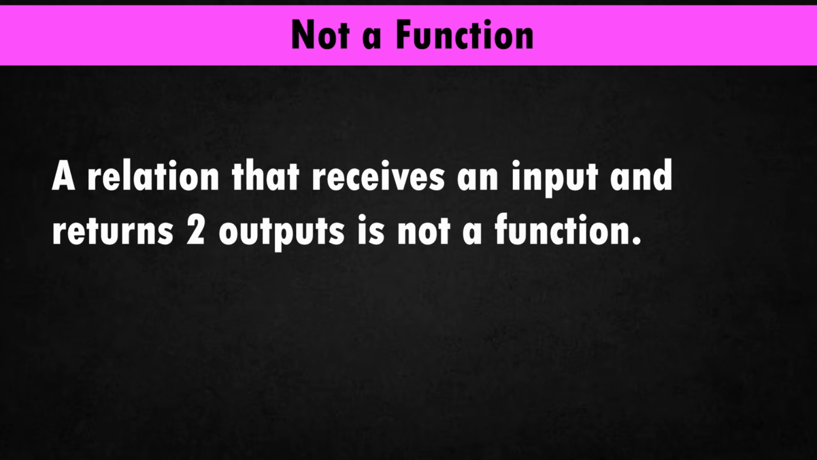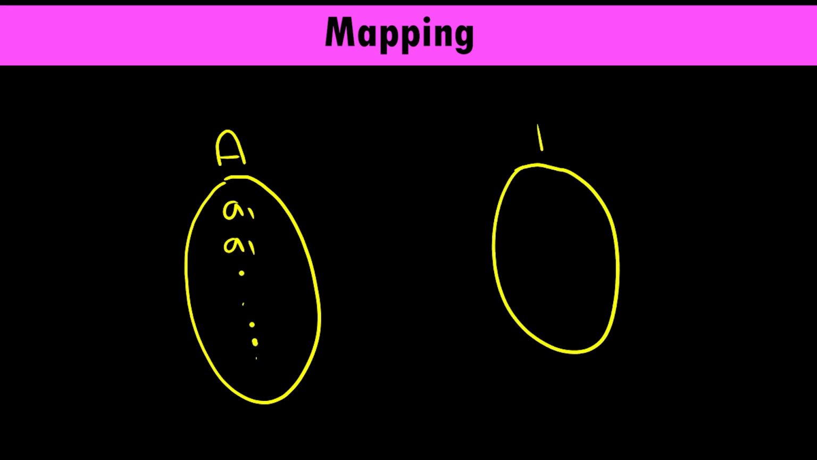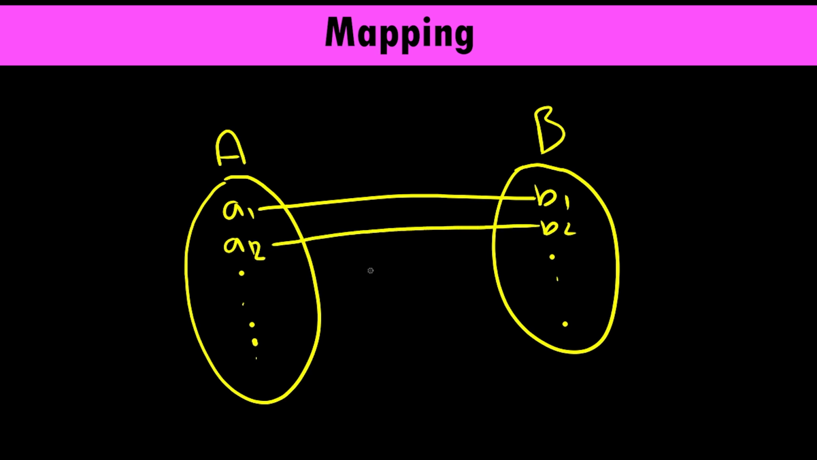Anything we input into a function, it gives me a unique output. Let's understand this by the concept of mapping. This is the first set A, which contains the inputs. And here is another set B, which contains the outputs. So the concept is whenever I input A1, it gives me the unique output, which is B1. Whenever I input A2, it gives me B2. Similarly, A3, it gives me B3. So there is a unique output according to each input.